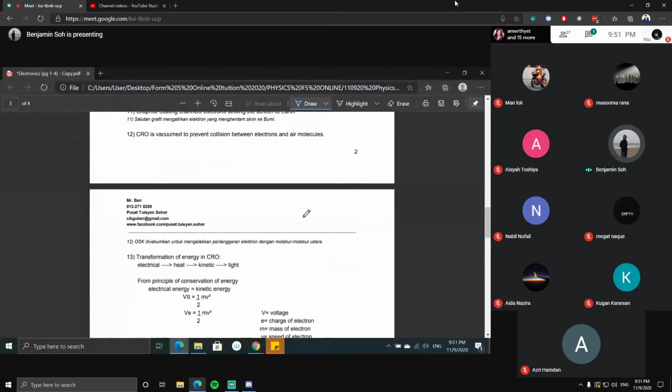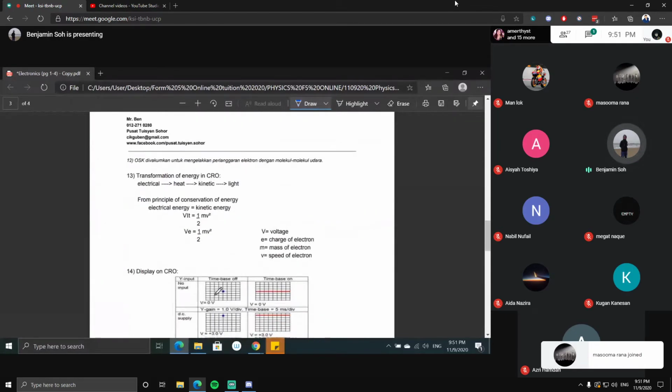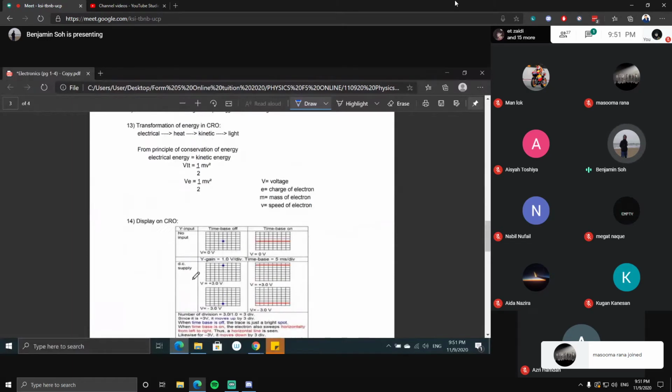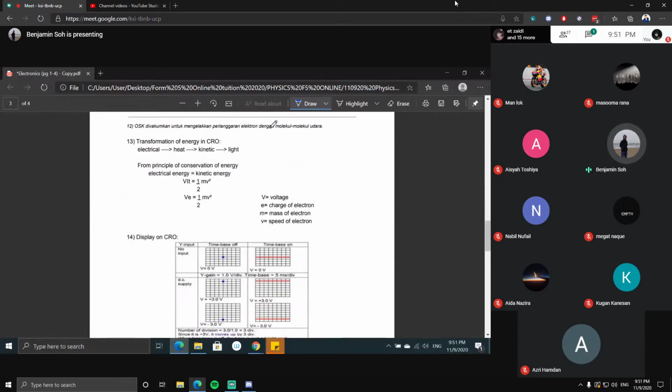Before we come to the graph part, the display on the screen, let's talk about the transformation of energy that takes place in the CRO. When you switch on the CRO, isn't it electrical energy comes first? After that, there is heat energy, because they heat up the heating filament, right? Then electrons start coming out, so it's kinetic energy, because they start to move, agree? Then when they strike the screen it becomes light energy, correct? So this is the transformation of energy that happens inside the CRO.